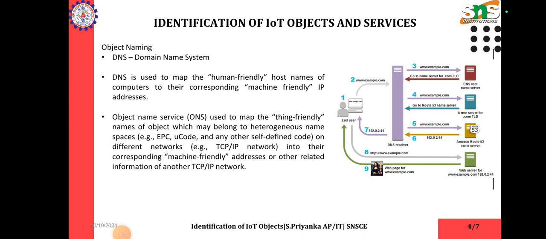First is your end user. Next, we are sending a request to www.example.com. Then it is sent to the DNS root name server. From that, a response is received by the DNS resolver. Again, step 4 is sending it to the name server for .com TLD. From that, again the response is sent. Step 5 is sending it to the Amazon Route name server, that is NS server. Finally, you will receive 92.0.2.48. And the final step is that it will reach the end user.